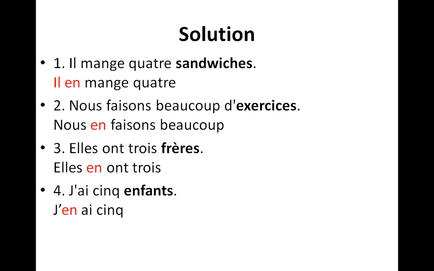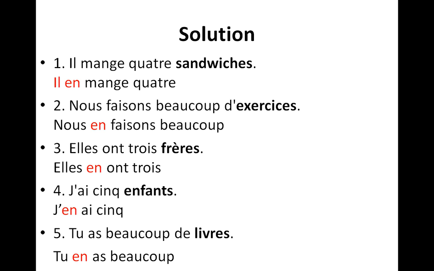Numéro 4. J'ai 5 enfants. J'en ai 5. Same thing, same story. Subject pronoun first, then en, and then you have your verb that is conjugated with the subject pronoun. In this case, verb avoir, because you're saying I have 5 children, I have 5 of them. J'en ai 5. Okay?